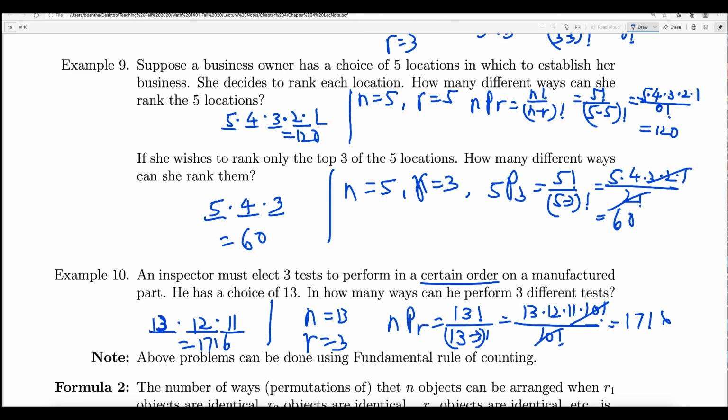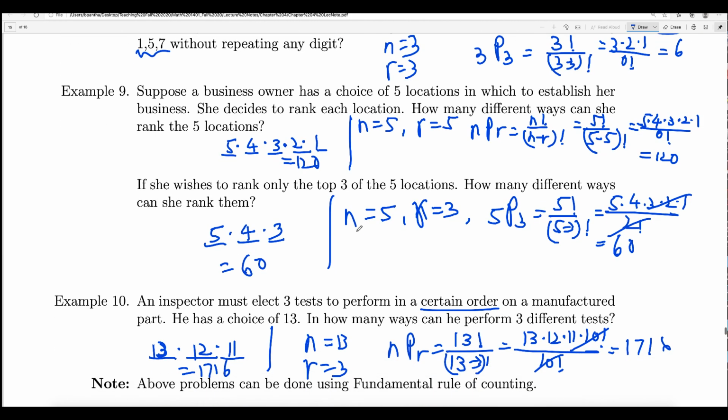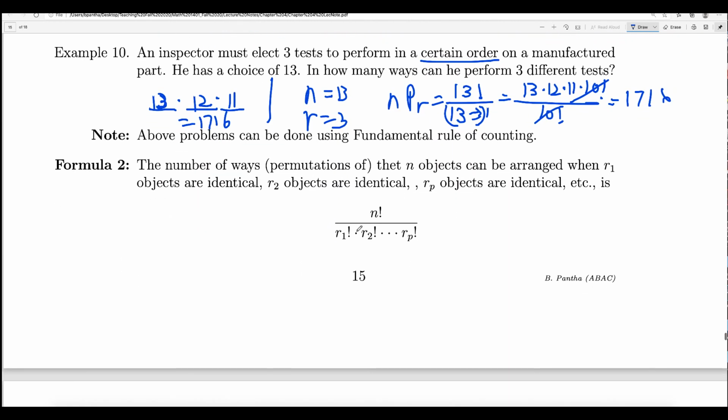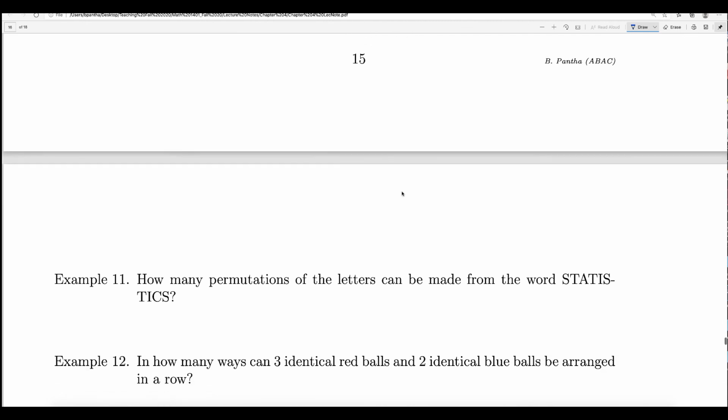Now, all these problems can be solved in 2 different ways, right? The fundamental principle of counting or the permutation rule. But if some of the items are repeated, then you have to use this formula, and you cannot use the fundamental principle of counting that easily. So let's look at formula number 2. The number of ways that n objects can be arranged when r1 objects are identical, r2 objects are identical, and rp objects are identical, etc., is n factorial over r1 factorial, r2 factorial, and rp factorial. Let us look at this.